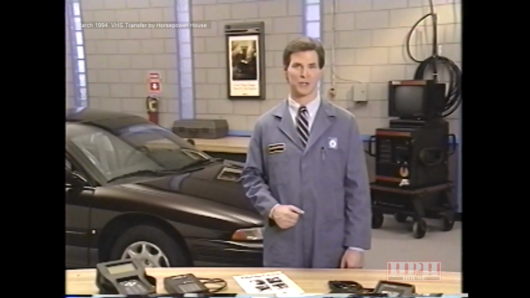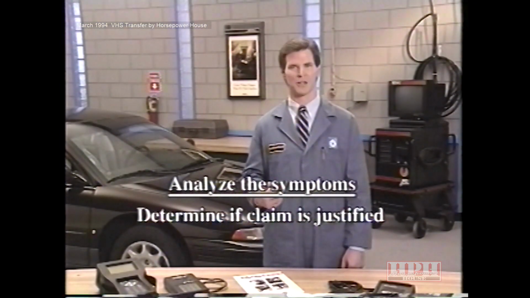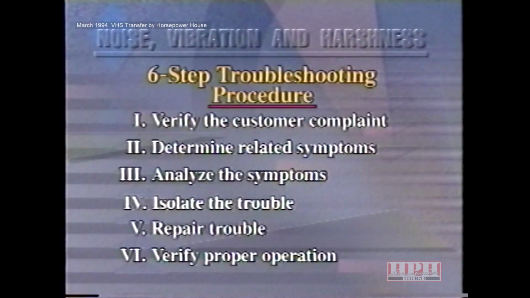Classification is the next step. Let's look at the symptoms. The body, steering wheel, and instrument panel shake vertically at a low frequency of 10 Hertz at 45 miles per hour. We also concluded that the problem is vehicle speed related. These symptoms are best described by the shake classification. We determined that the claim was justified and have effectively classified the symptom. We can now isolate the trouble.